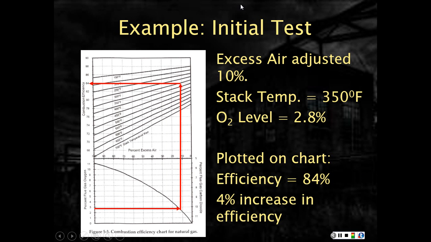On the initial test, excess air was adjusted to 10%. The stack temperature went to 350. My O2 level went to 2.8%. So 2.8% come across. I'm now very close to that 10% excess air. I go up to my new stack temp and across. I'm now at 84% efficient. That's a 4% increase in efficiency, which can be significant in a large boiler.